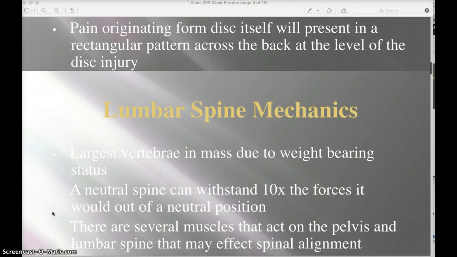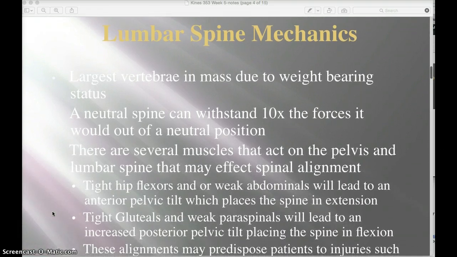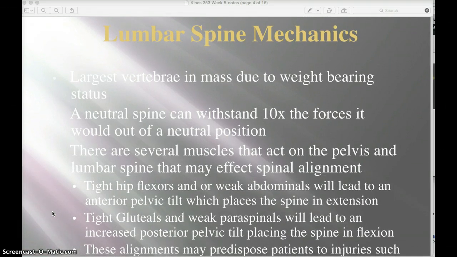Next thing we're going to look at is lumbar spine mechanics. Like it says there, the vertebrae of the lumbar spine are the largest due to the amount of weight that they have to bear. All the forces, all the weight is typically put on the lumbar spine, so they have to be that big to withstand all those forces.